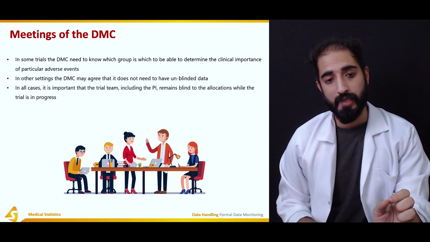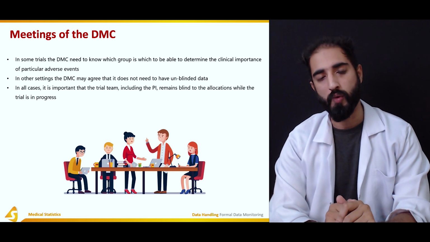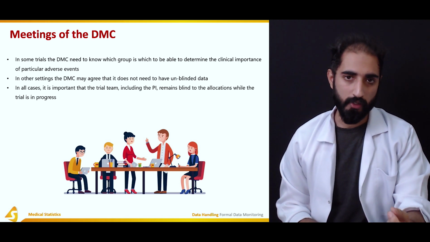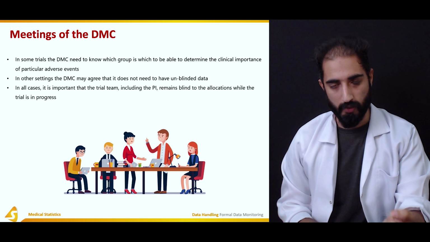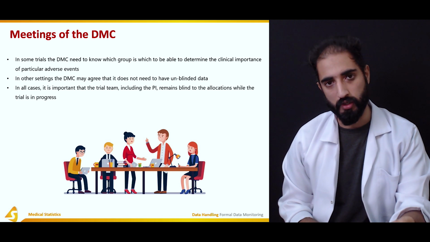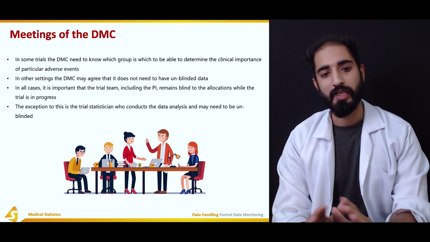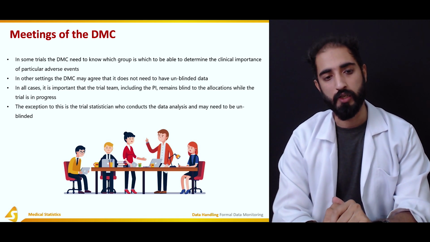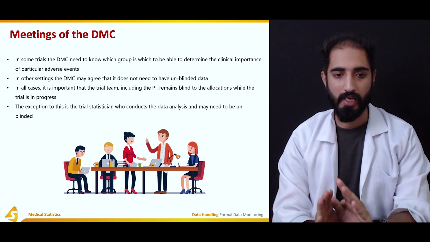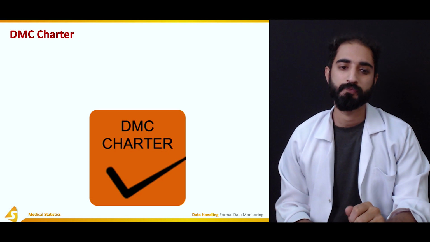However, in all cases, it is important that the trial team, including the primary investigator, remains blind to the allocations while the trial is in progress, because if the PI is not blind to the research process and to the allocation of the participants in the research groups, then there can be a subject of bias, which is very important when we talk about RCTs and their quality. The exception to this is the trial statistician who conducts the data analysis and may need to be unblinded. So the statistician is the one person who can be unblinded, but the PI and the other team should be blinded for the allocation of the participants.